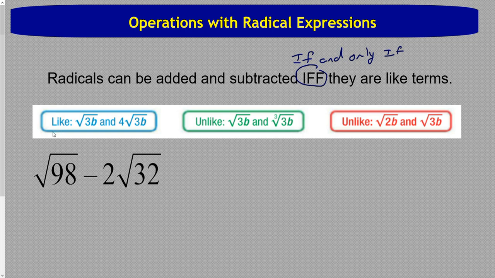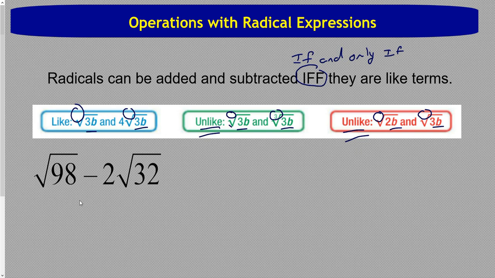So the blue circle is an example of like terms because I have the same index. They're both square roots and the same radicand. They're both square root of 3b. These are both the root of 3b, but this one's a square root and this one's a cube root. So those are unlike, right? These are both square roots, so that's a good sign, but I have different radicands, so those are unlike. I can only do it if they are like terms.